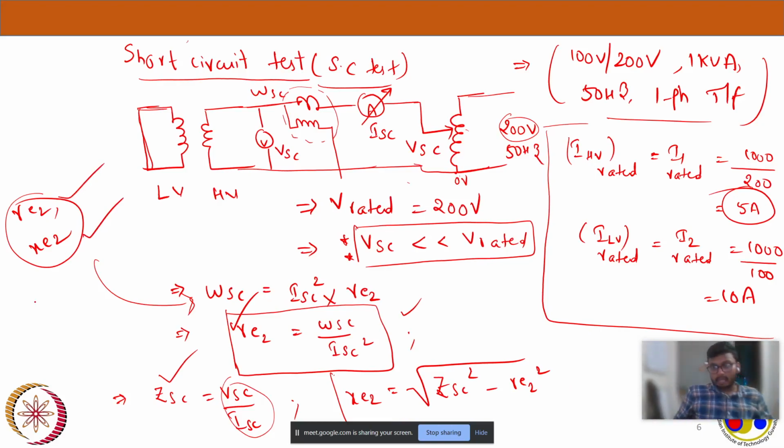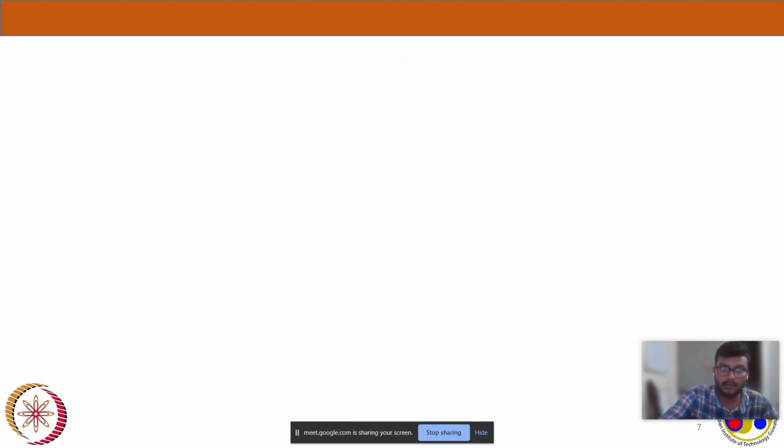So see here, from the short circuit test we have got RE2 and XE2, and from the open circuit test we have got RC, the core loss resistance, and XM, the magnetizing reactance. Now all four equivalent circuit parameters we are able to get, but the important point to note down is: open circuit test is giving us core losses, short circuit is giving us copper losses. Why is the short circuit test not giving us core loss components? That we will see here.